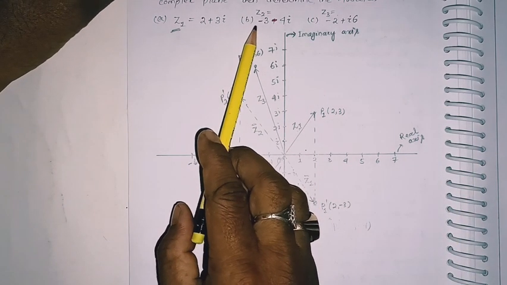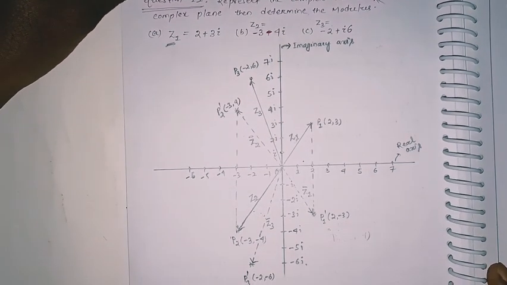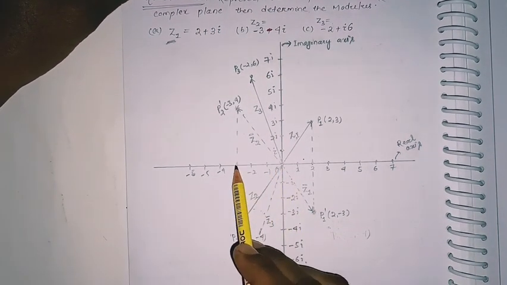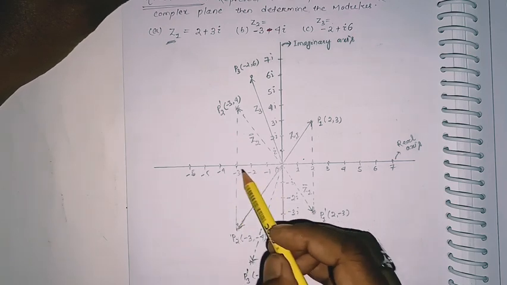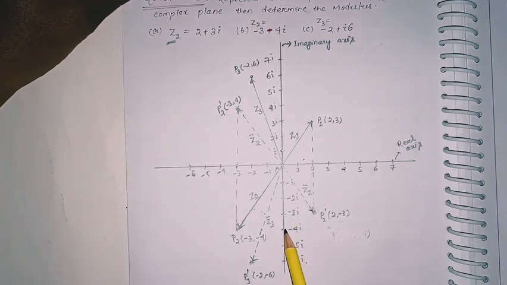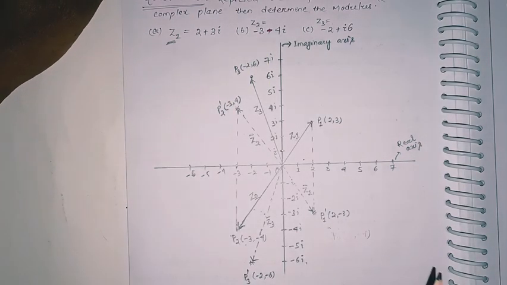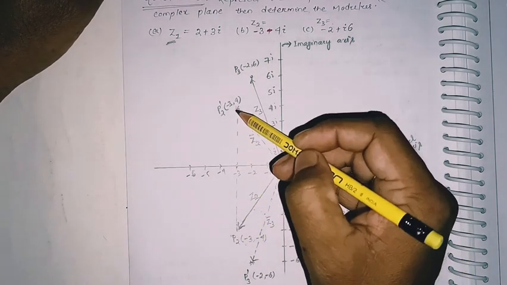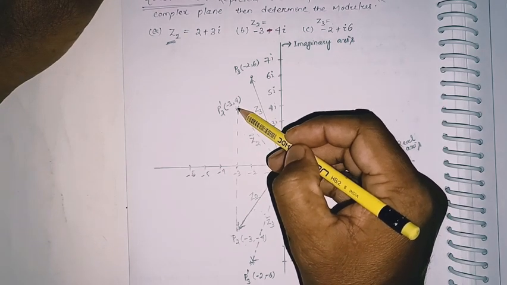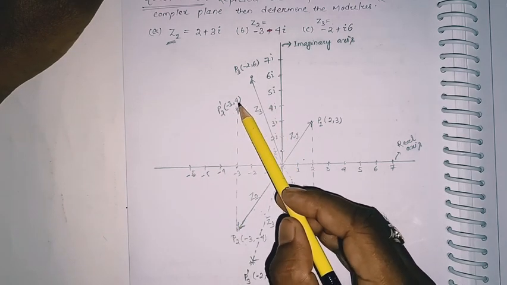Now we are going to go for the second one, that is Z2, that is -3 -4i. So -3 means this one, and -4i, you can see -i, -2i, -3i, -4i. So this point represents P2, that is your location -3 and -4, and the vector from O to this point represents Z2 as per the question. Its exact mirror point is here in the second quadrant, P2 dash, whose location is -3, 4.